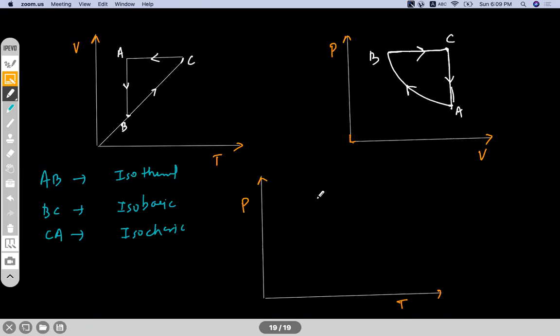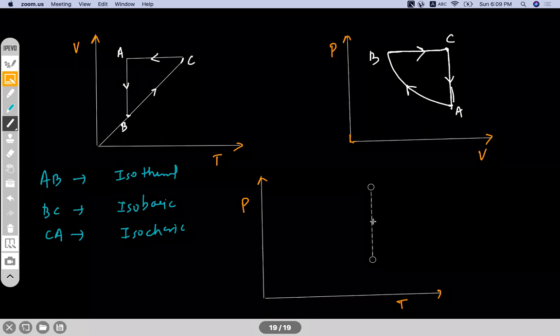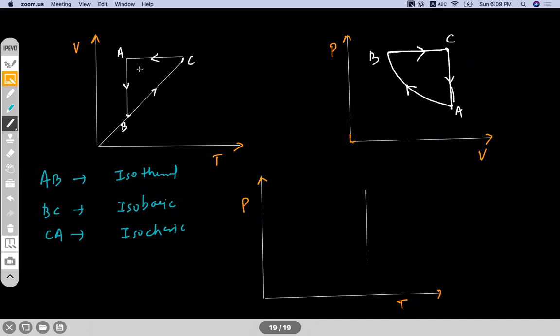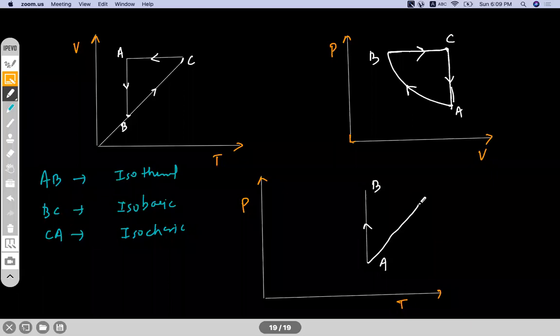Okay. P to T. P and T. AB is isothermal, so we must have one line like this. Okay. A to B, we have volume decreases, means pressure should increase, right? So I think I would take AB like this. Then volume is constant for C to A. C to A, the volume is constant, correct? So if I just roughly I'm drawing one second. C to A, if it goes like this, then C to B will have constant pressure. Ha, theek hai.